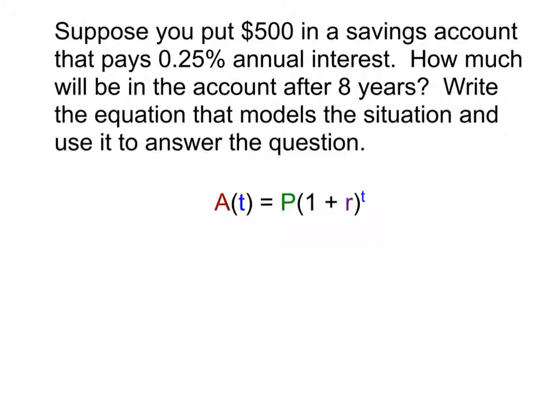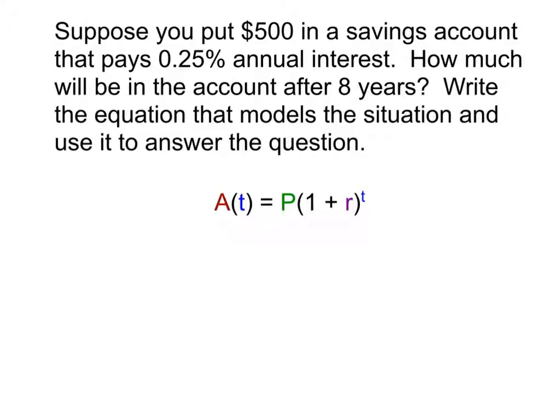All right, so now that you've written down this problem and seen the formula into your notes that we're going to be using, now let's actually apply that formula to this particular problem. We're putting $500 into a savings account that pays 0.25% annual interest. How much will be in the account after 8 years? Notice there's two parts. First up, we have to just write the equation. So let's go ahead and write our equation here.